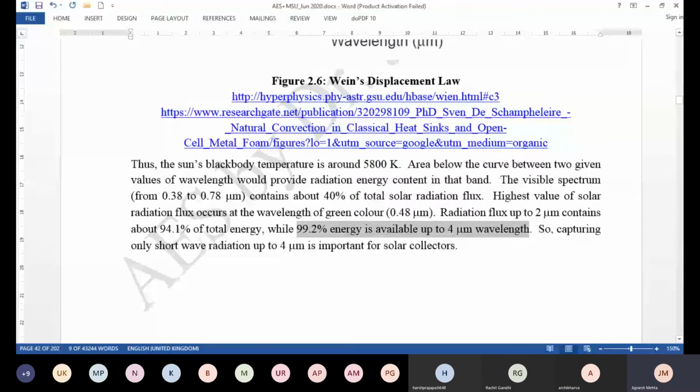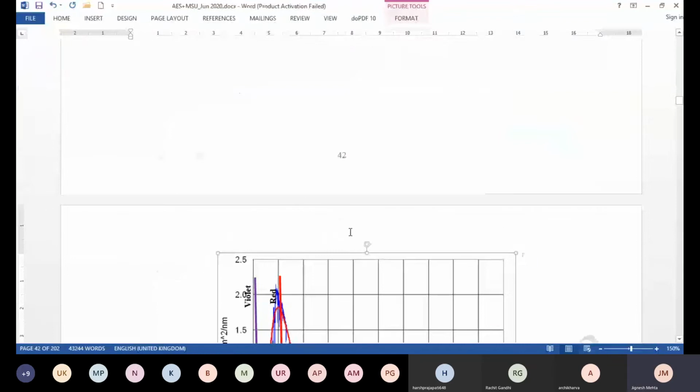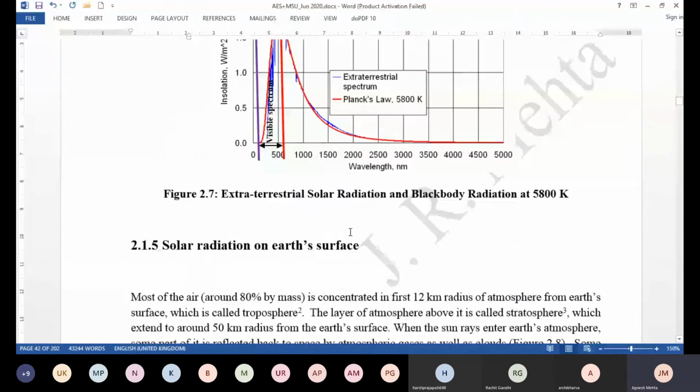Okay, so let's go back to this. This 99.2% energy is available up to 4 micrometer wavelength. So if you are able to absorb the wavelength of solar radiation up to 4 micrometers, it is more than enough. You are covering 99.2% of energy. Beyond 4 micrometer, there is hardly any energy left.